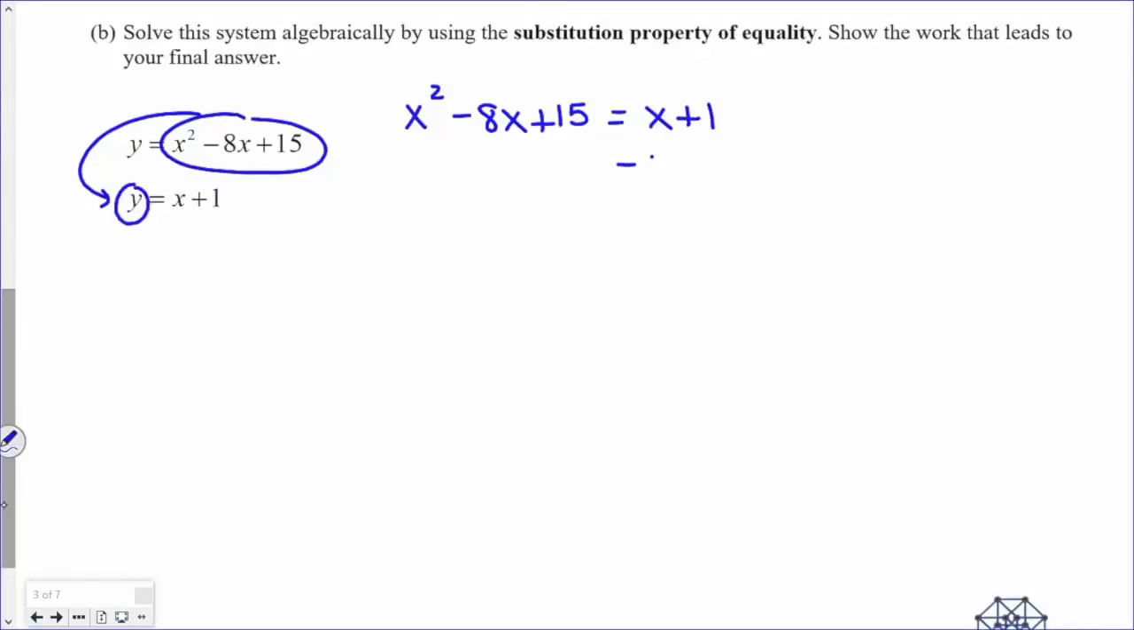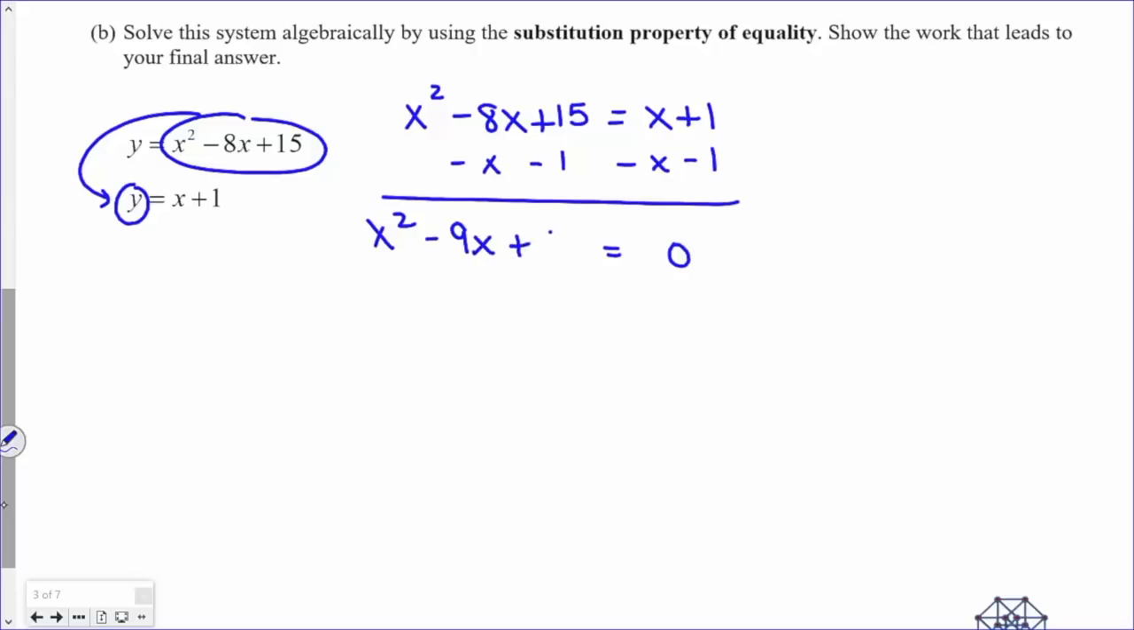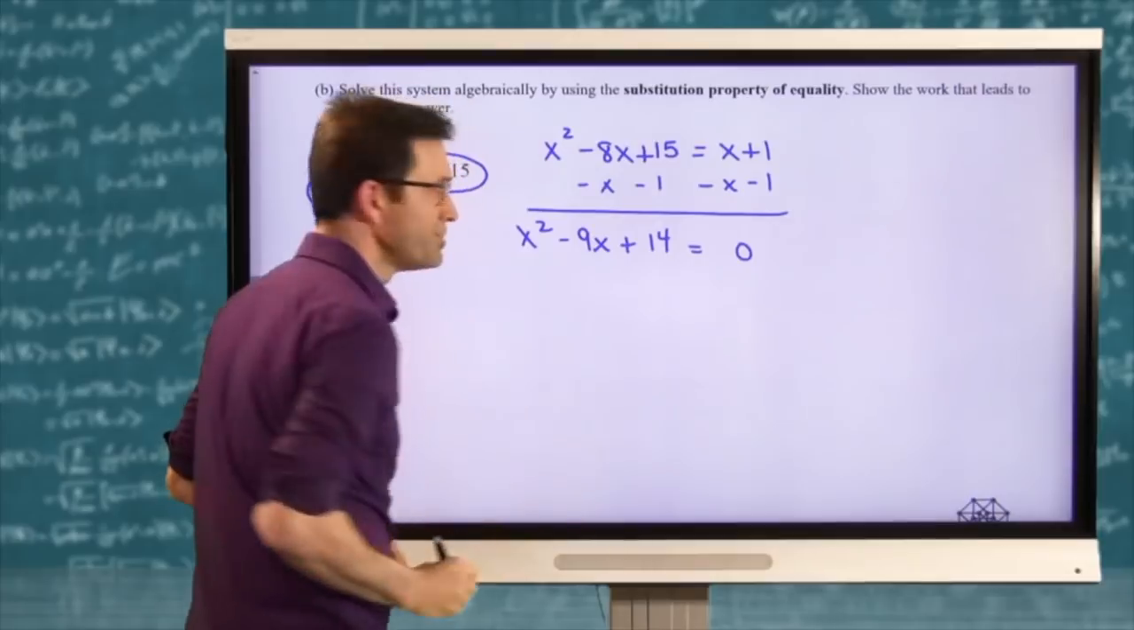And we can actually do this all at once. You can do it in stages. You could subtract one and then the other, but I think we've done enough of this kind of work to do it all at once. Nothing's going to combine with the x squared, but negative 8x minus x is negative 9x. Be careful there. 15 minus 1 is 14.